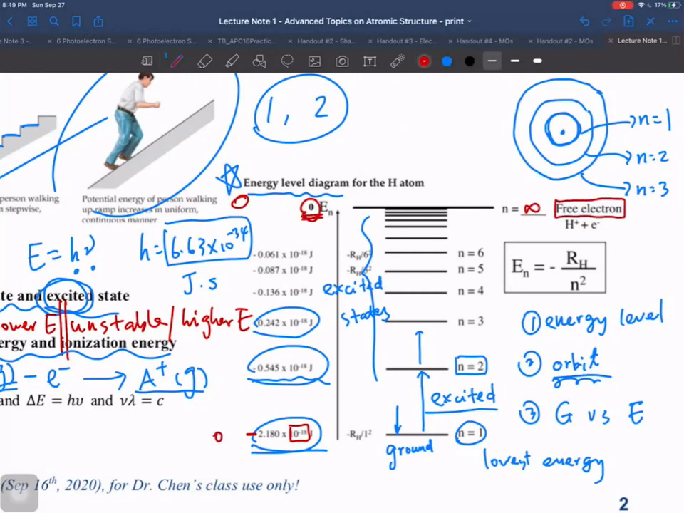So if we review our concept a little bit, if the electron is here in the ground state, can you tell me what is the ionization energy of this electron? And what process corresponds to the ionization process?